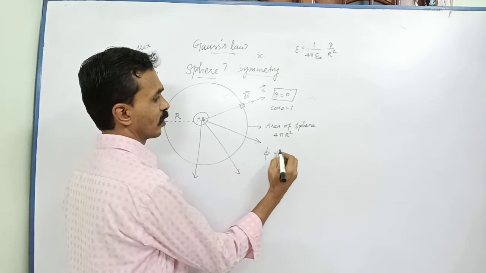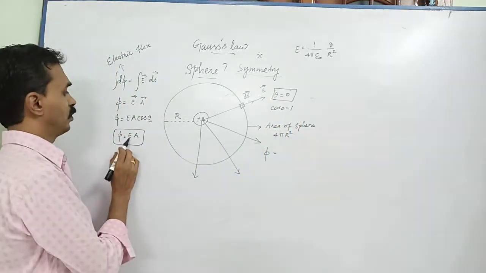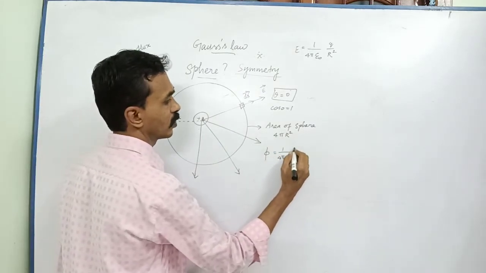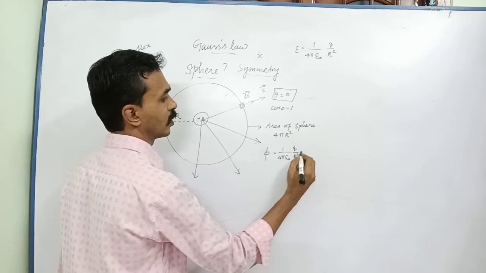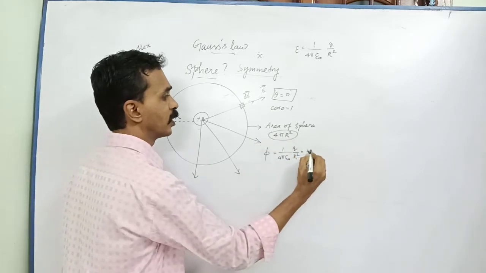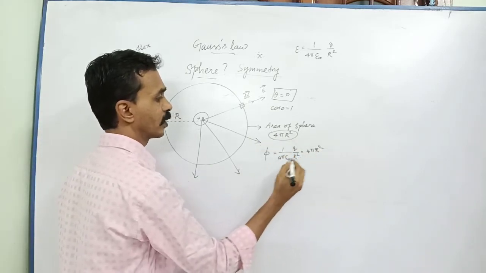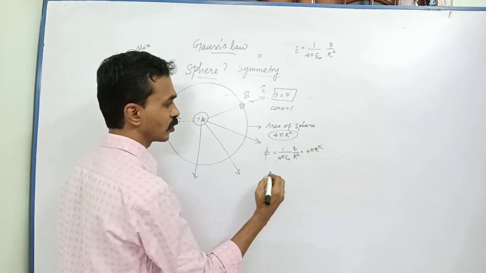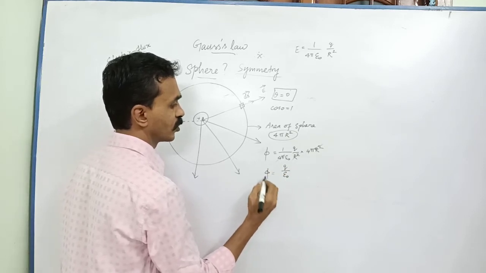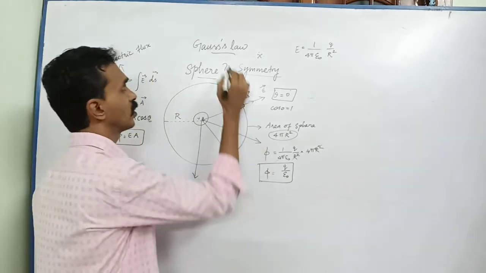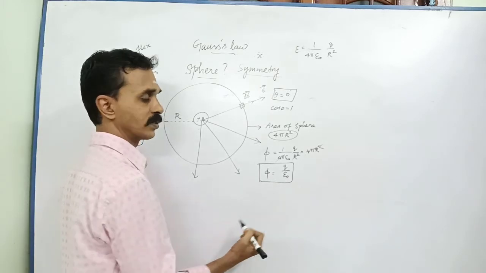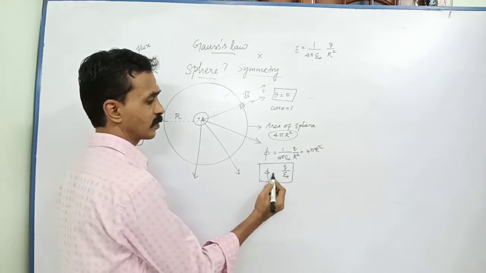Here I am going to apply the electric field equation, 1 by 4 pi epsilon naught q by r square, multiplied by the area of the sphere, which is 4 pi r square. Simply multiplying by 4 pi r square, I can cancel 4 pi r square. What is the remaining term? Q by epsilon naught. So phi is equal to Q by epsilon naught. This is what Gauss law is.